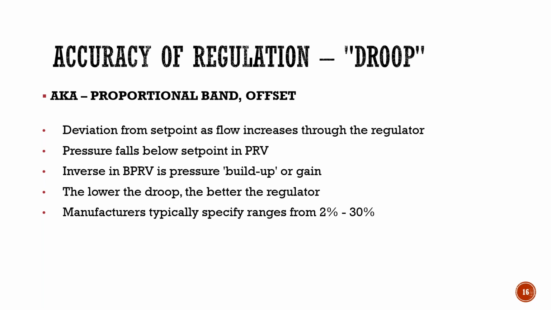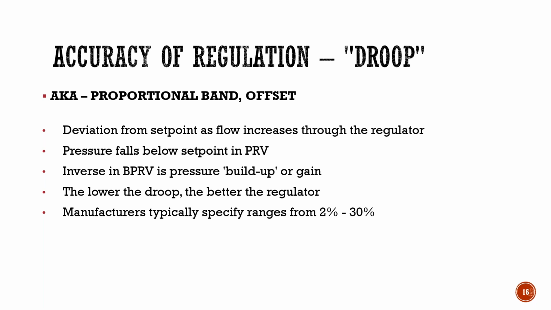So in a pressure regulating valve, the pressure falls below the set point, as in the example I just gave. The inverse in back pressure regulating valves is buildup or gain. So as you get to the point where you can't get any more flow through that back pressure regulating valve, you're going to see an increase or a spike in pressure. The lower the droop, the more accurate the regulator.